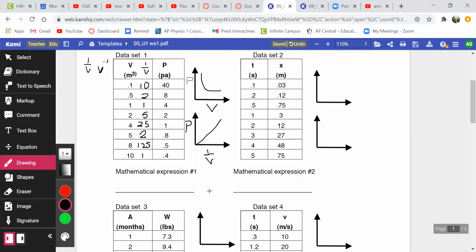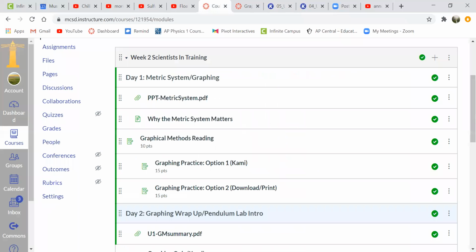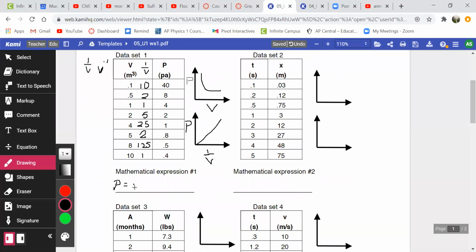Your base form is y equals mx plus b. Your y value is P. Your x value here is 1 over V. You're just going to plug those into the original equation, and you're going to get the equation that P is equal to m times 1 over V plus b. So this is your new equation. You could also write m over V. That would also work.